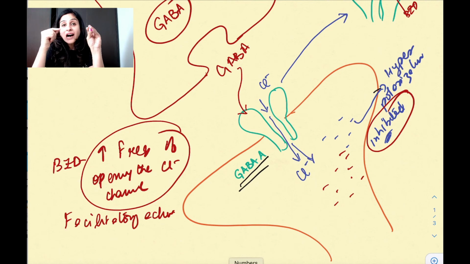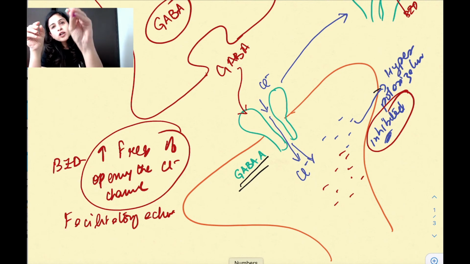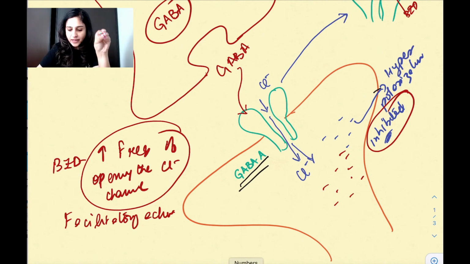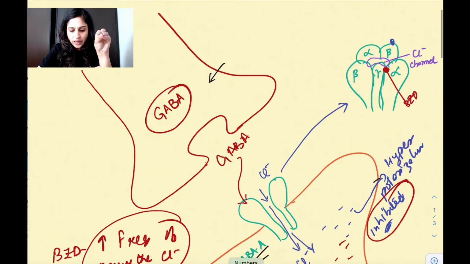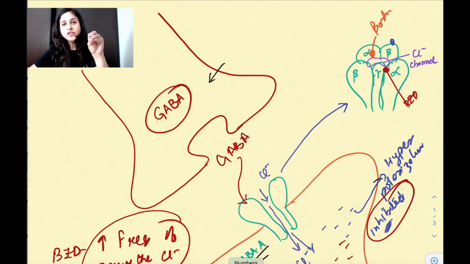Now, how do barbiturates work? They also act on the same receptor, right? But barbiturates, they will act here. First, let me show you on this diagram. The barbiturates, they are going to work somewhere here on the alpha, deep down here. So this is the barbiturates. Site of attachment of the barbiturates.